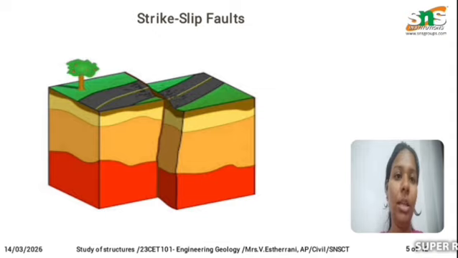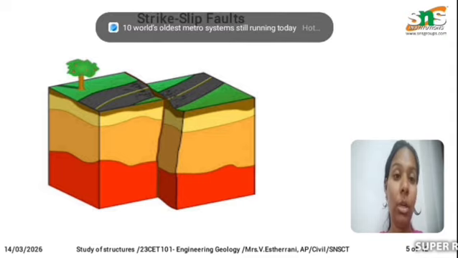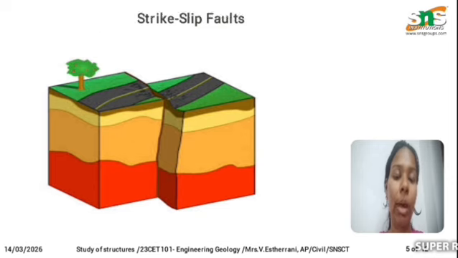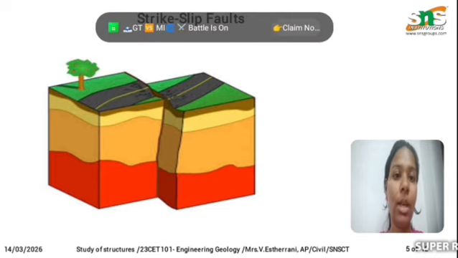Next one is the strike slip. Strike slip is another type of fault. Here the fault or fracture is created when the movement of the hanging wall is in the horizontal direction. It is called a strike slip fault. Here the hanging wall moves in the horizontal direction, whether upward, forward or backward, and this is called a strike slip fault.